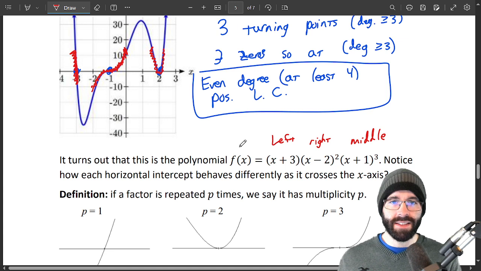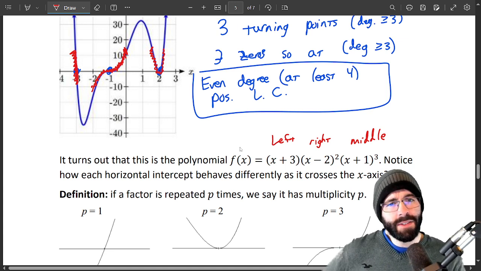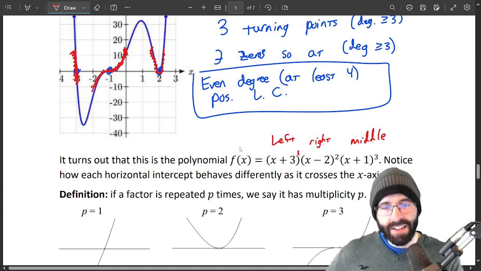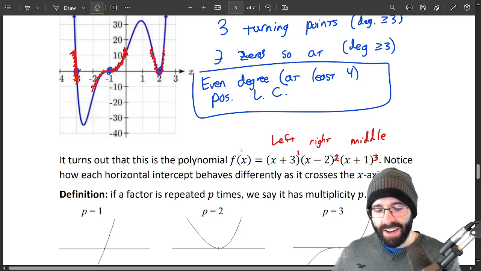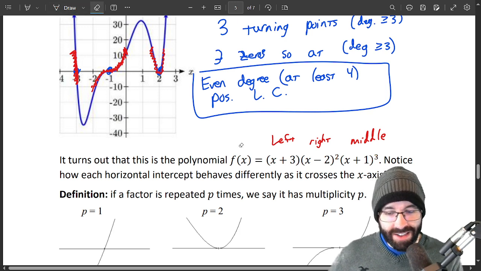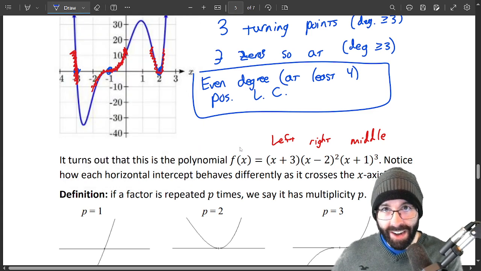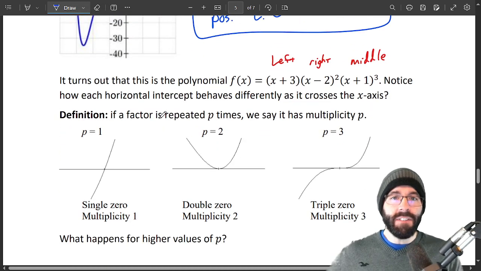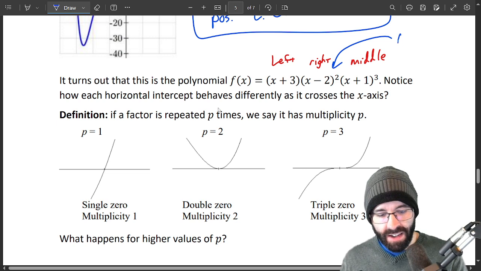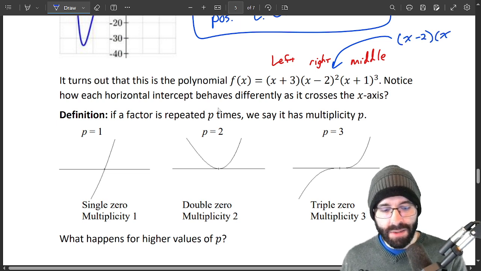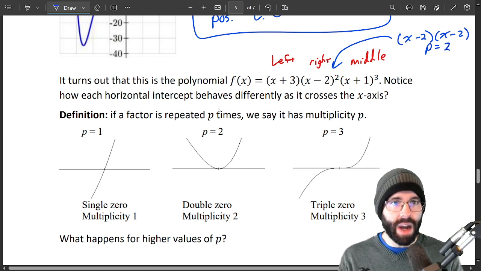Is that a coincidence? What's the difference between these three factors? This has an exponent of 1. This has an exponent of 2. And that has an exponent of 3. Turns out it's not a coincidence. Bet you never saw that one coming. So if a factor is repeated p times, so right, this is repeated twice. It's x minus 2 squared, so x minus 2 times x minus 2. It happens twice.